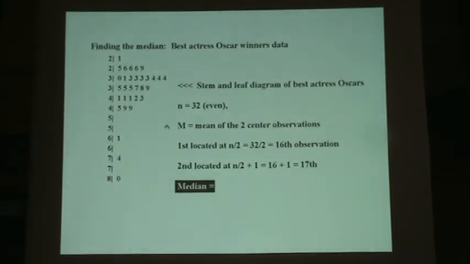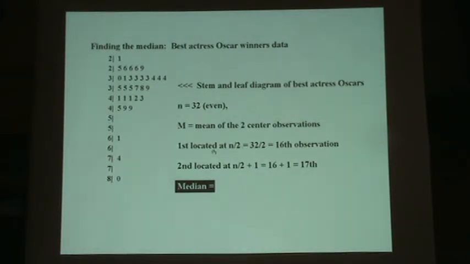Here's our Best Actress Award data in a stem plot. If you're not familiar with stem plots, you may want to see the video on stem plots, which is on the website. Okay, now we know that the n, the number of scores, is 32. Now 32 is an even number. So to get the median, we have to take the mean of the two center observations.